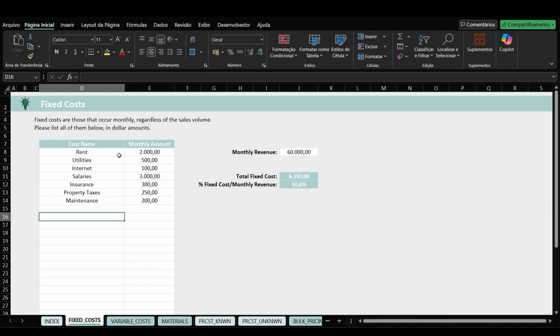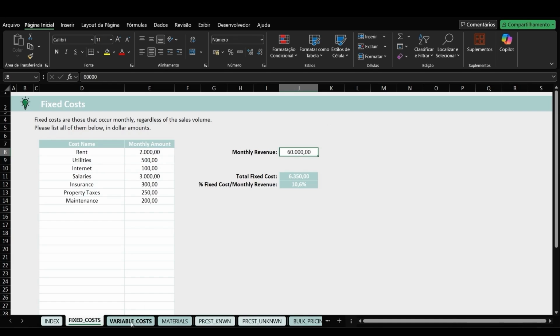You're going to enter all of them, putting the name in the first column, the monthly amount in the second column, and after filling them all out, there's another field you need to fill in, which is your monthly revenue. How much do you sell in a month? Because, based on that amount, I'm going to find a percentage of how much fixed costs represent in your business to factor that into the price. And you protect your profit later.